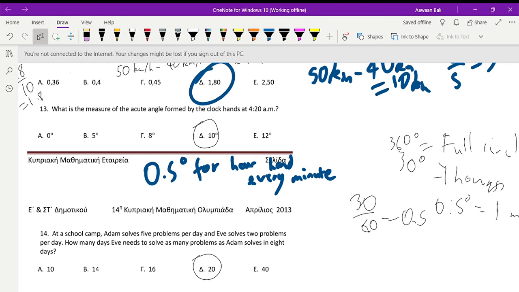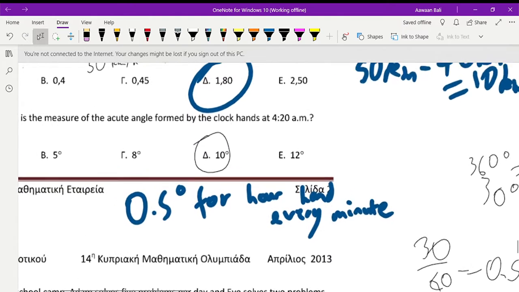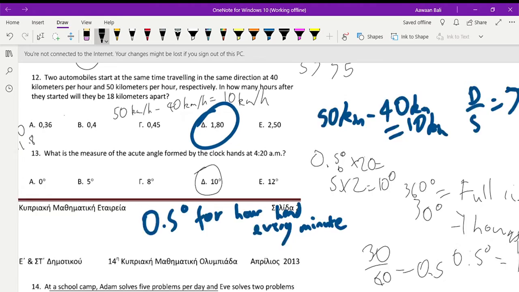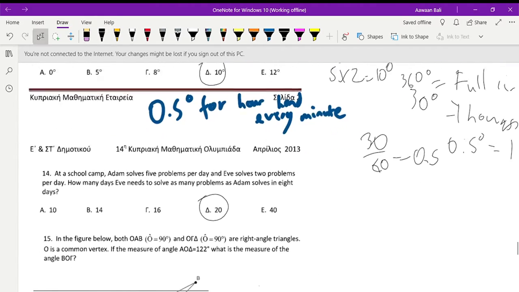And it's 4:20. So after the hour hand reached the 4, the hour hand will be 0.5 degrees times 20 away. 0.5 degrees times 20, you can get 5 degrees times 2, you get 10 degrees. So therefore the answer is delta 10 degrees.